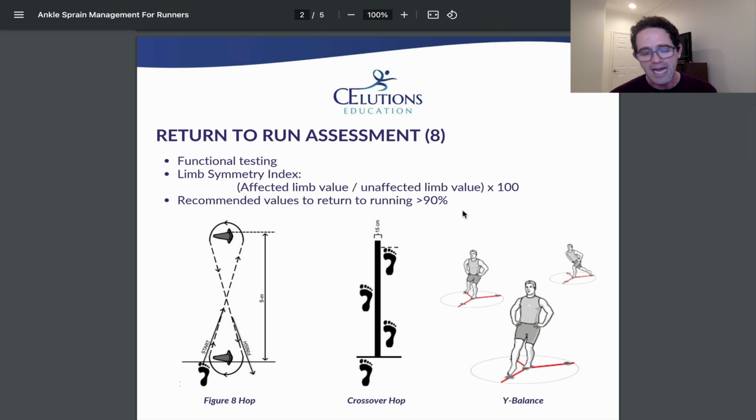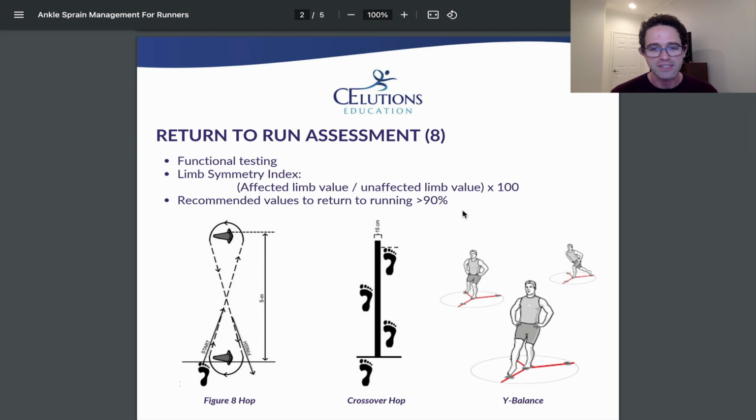Now, the calculation of the figure 8 hop is a little bit harder, and so there's a good reference we can do. We talk about this in our course, Ready, Set, Run: Crafting a Successful Return to Run Program. However, the important part is here we can still use our LSI to get that score and calculate whether it's at 90% or higher. So figure 8 hop, really good, not only balance, but it's also going to measure strength, and it's going to help us get a really good measure of whether a patient can return to running.